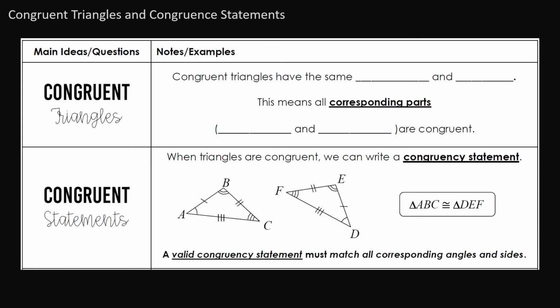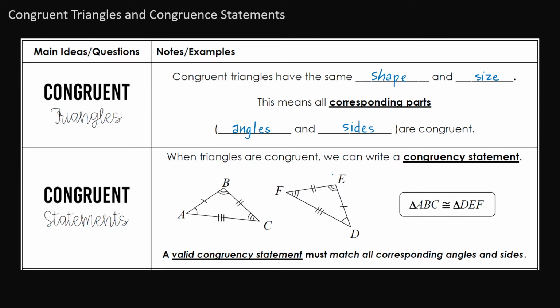So first off, let's talk about congruent triangles. Basically the definition of congruent triangles: congruent triangles have the same shape and size. Same shape and size. This means that all corresponding or matching parts, that means the angles and the sides, so all three matching angles and all three matching sides have to be congruent. So here's an example of two congruent triangles.